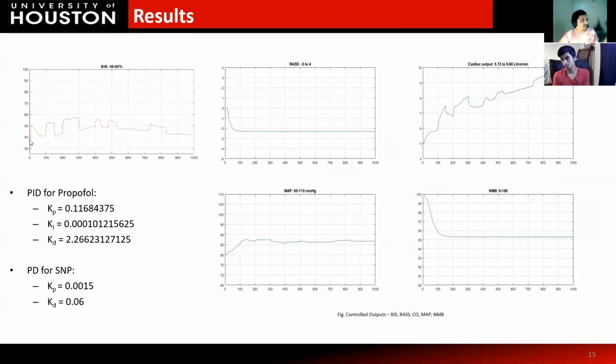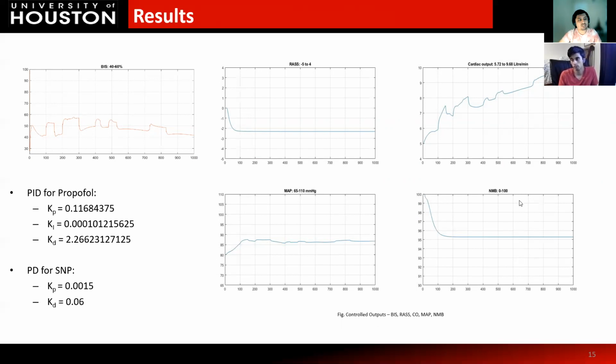Now, as you can see, the BIS, again, from the range of 40 to 60 is well maintained throughout the simulation period. The RAS scores, which need to be between -5 and +4, are well maintained in the range. The cardiac output, which is different from patient to patient based on their weights and heights and other parameters, for this particular patient, was required to be maintained between 5.72 to 9.68 liters per minute, and we successfully did execute that as well. The MAP is well maintained between 65 and 110 millimeters of mercury. And we have the NMB score well maintained between 0 and 100.